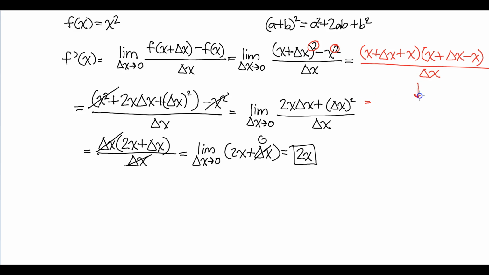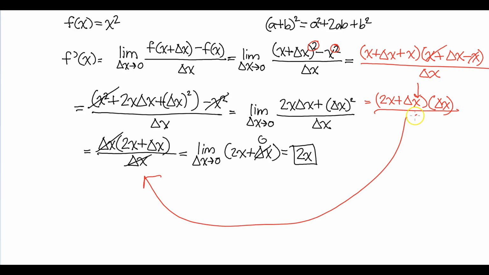And that gives us, well, 2x plus delta x times, well, these two cancel, we get delta x. So we don't even need to do all the expansion and factoring business, since we just got the same result as here. Okay, cancel, cancel.